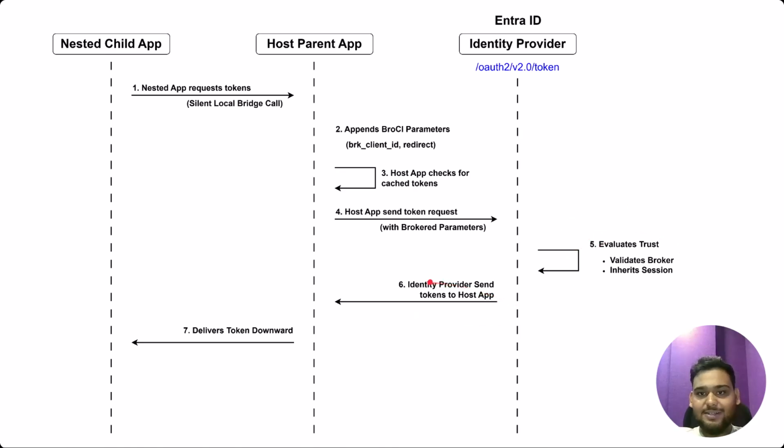Then in the next phase, the identity provider, Entra ID, is sending the tokens to the host parent app. And once the host parent app receives the token, it sends the token downward to our nested child app, right? Once the nested child app has the token, it now has all the credentials required. So the nested child app can use those tokens to access the resources. So this is the complete flow of the nested app authentication. Thank you for watching.